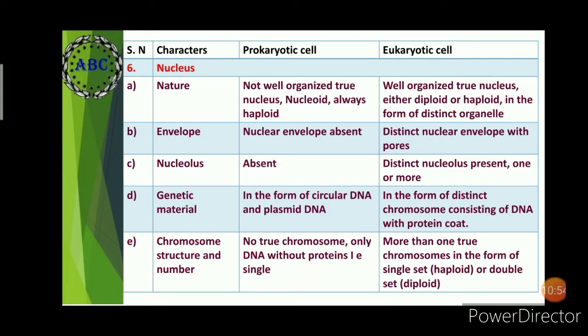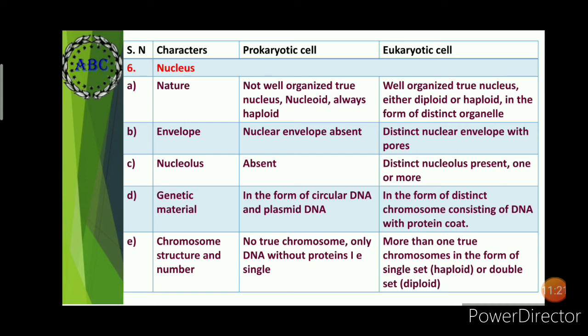This is all about the nucleus. The nature of the nucleus is not well organized and a true nucleus is absent, whereas it is called nucleoid in the prokaryotic cell. It always shows haploid type. In eukaryotic type, there is a well organized true nucleus, either diploid or haploid, present in the form of distinct organelles.